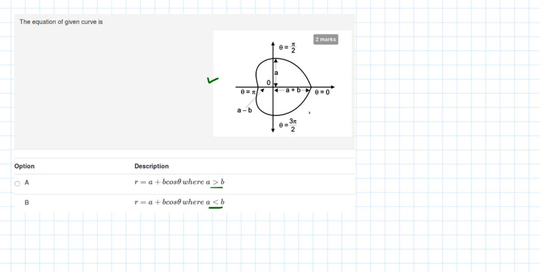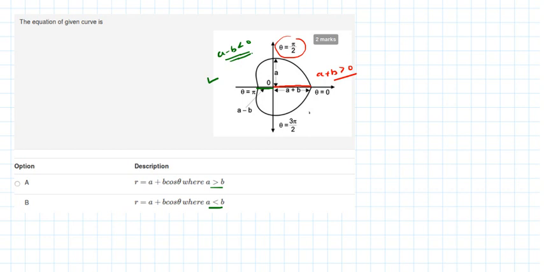Now, a few things to understand here. They have given this distance to be a plus b, which is right side of theta equal to pi by 2, meaning this distance is greater than 0, and also they have given this distance a minus b, which is less than 0. So we can find the answer for this question using the options only.